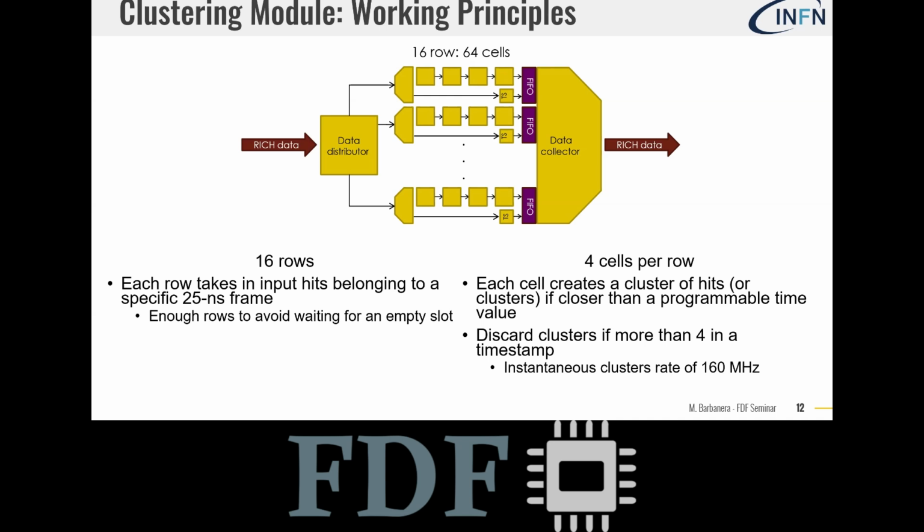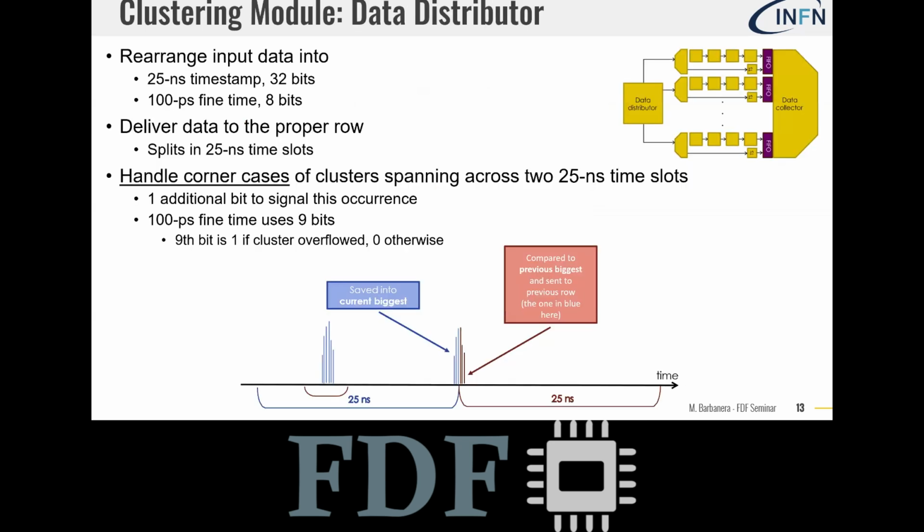The other module of the clustering module is the data collector, which reads data from the rows, converts them in a rich format, and sends them to the next module. The idea of the data distributor is just then to receive data in input and send them to the proper row. Each row takes into account only hits in a 25 nanosecond time slot. The data distributor sends the timestamp to the proper row. Timestamp is a 25 nanosecond timestamp.